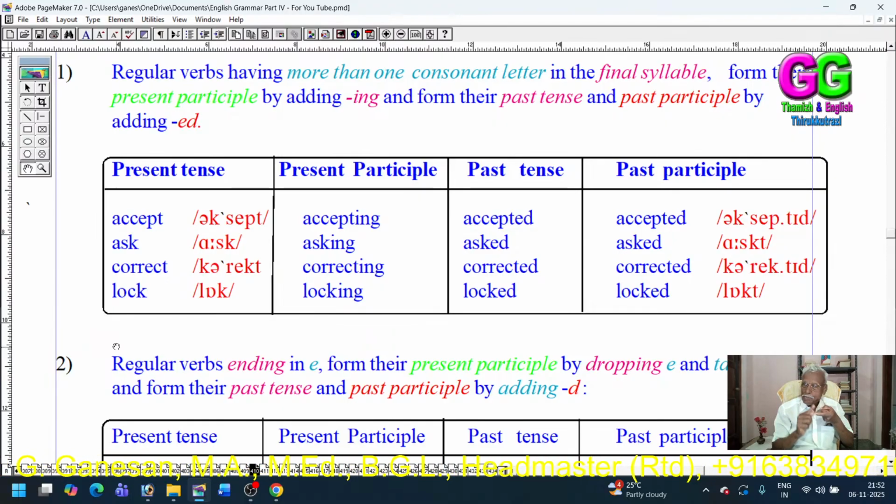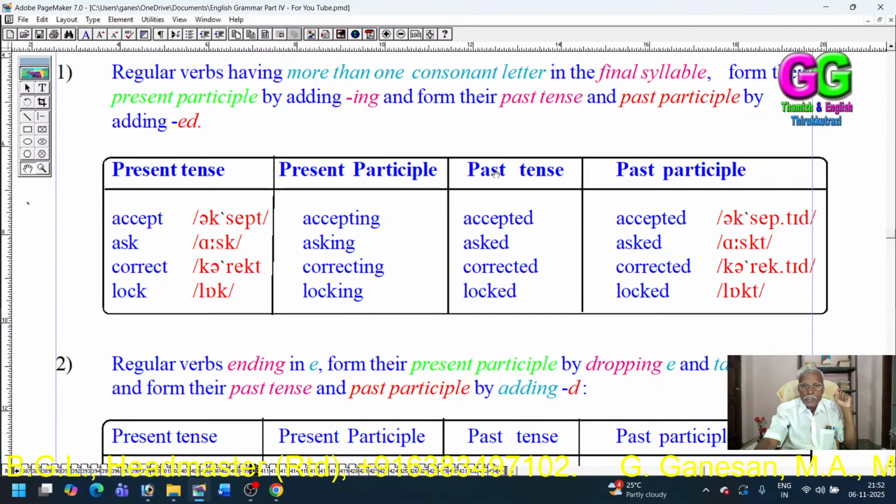That's all. Regular verbs ending in the final syllable with more than one consonant letter form their present participle by taking ing, and past tense and past participle by taking ed.